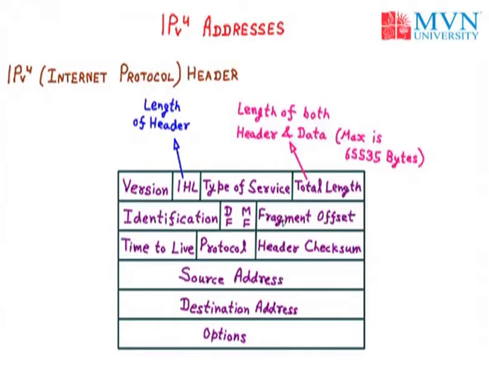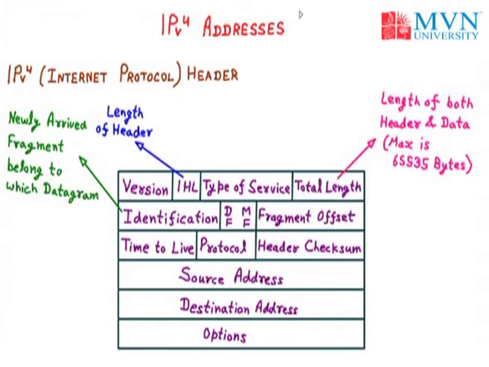Now come to the second row in the IPv4 header. We have the first field, that is identification. The identification field signifies which datagram the newly arrived fragment belongs to. For example, we are sending a particular fragment, and which particular datagram it belongs to is defined by the identification field.